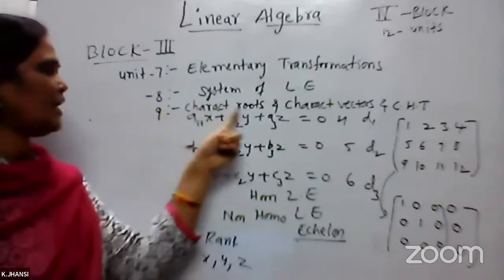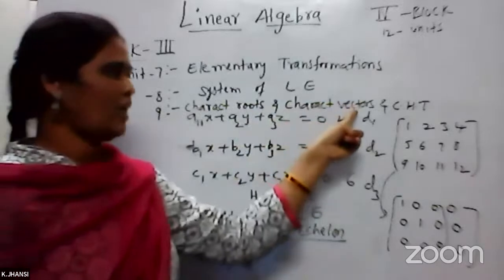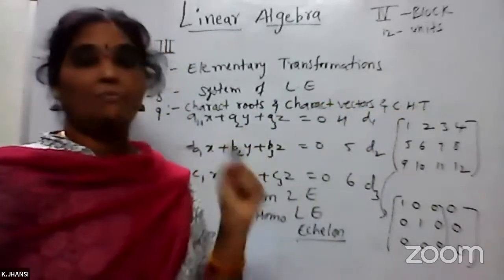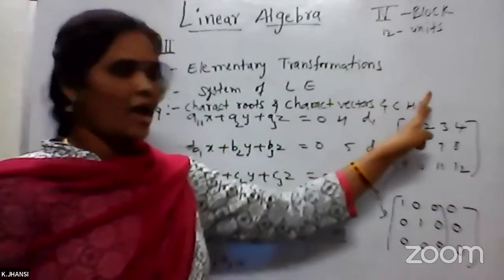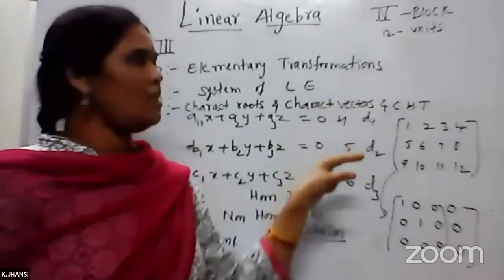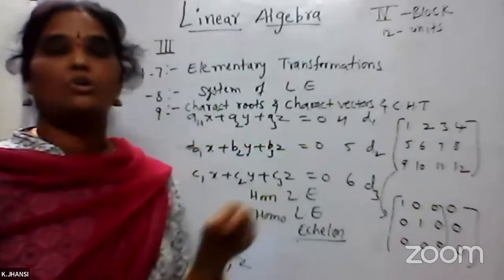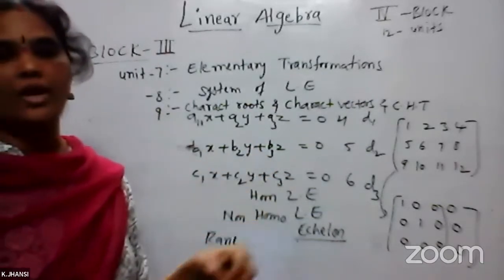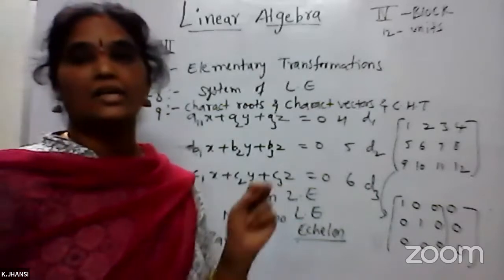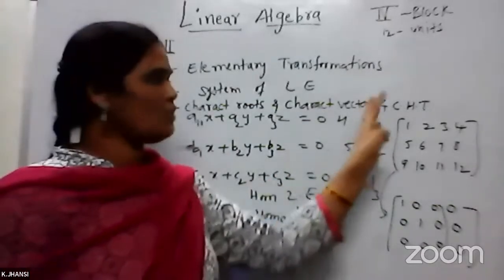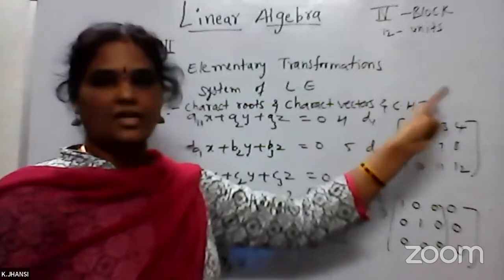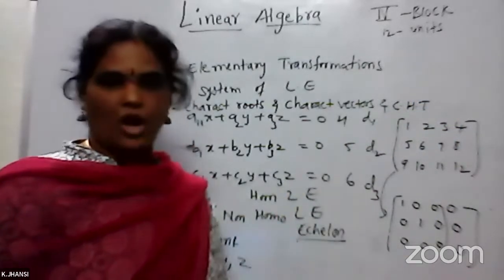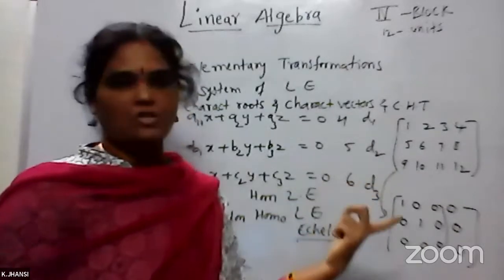Last one is characteristic roots and characteristic vectors and Cayley-Hamilton theorem. Okay. So 10 marks theorem you will get for Cayley-Hamilton theorem. You have to write the Cayley-Hamilton theorem statement, and you have to write the proof. Statement will be: every square matrix satisfies its characteristic equation. That is the statement of Cayley-Hamilton theorem. For that you have the proof. So that is the 10 marks question.